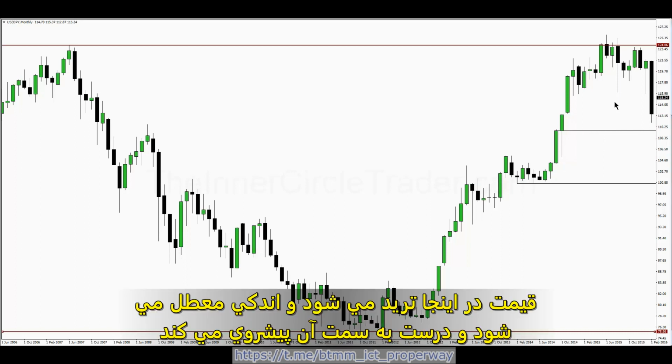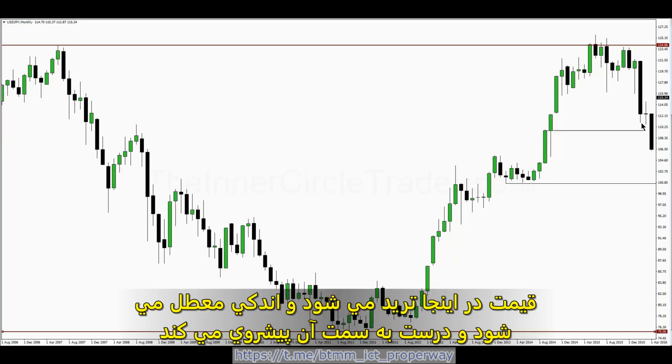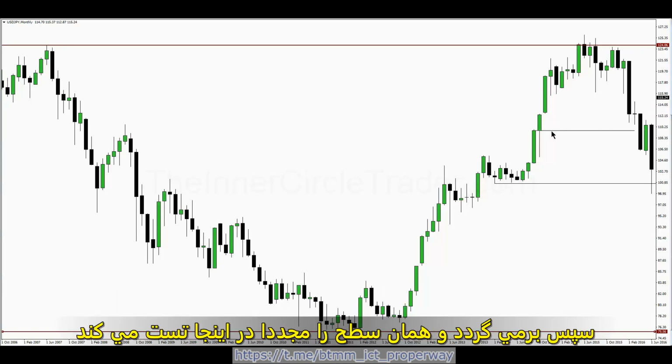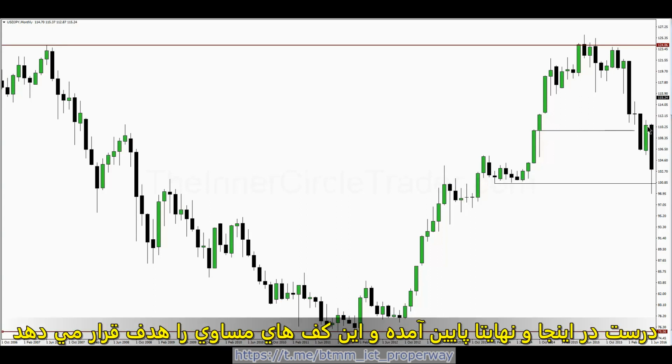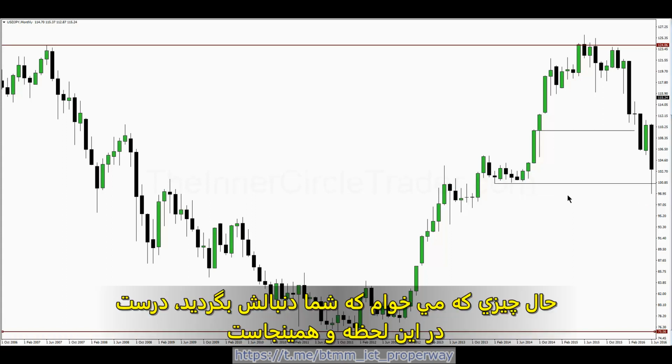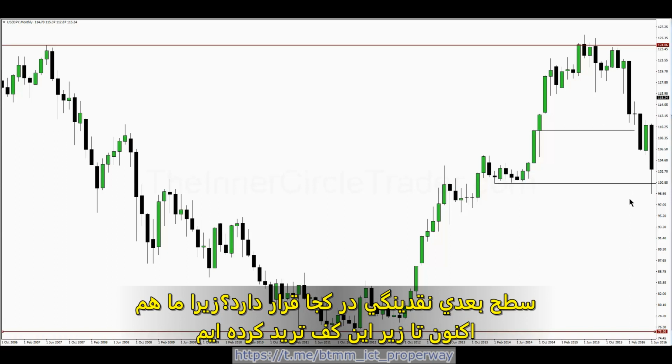Okay, and price trades here, stalls a little bit and goes right through it. Comes back, retests that same level in here. And it ultimately comes down and clears out these equal lows. Now, what I want you to look for is at this moment right here, where is the next level of liquidity? Because we've already traded below this low here.